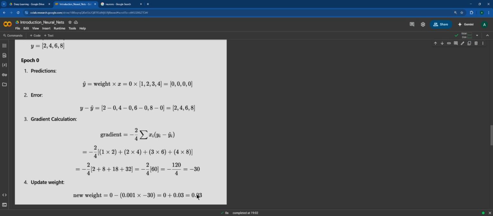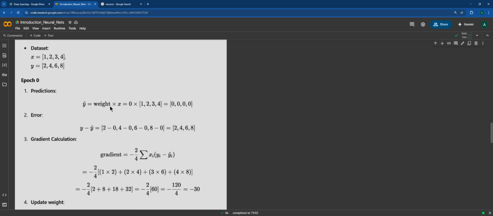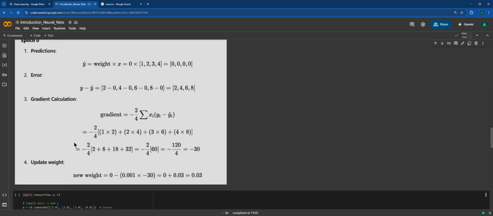So when it chooses something near to 2, it will ultimately make this error what? 2 minus almost 2 is 0. 4 minus almost 4 is 0, because 2 multiplied by them, yeah? 6 minus almost 6, 8 minus almost 8 is going to give you a very, very small error. And thank you very much. Your model is trained, basically.